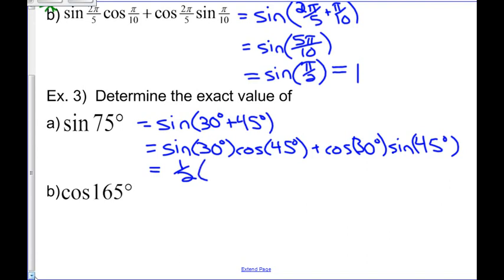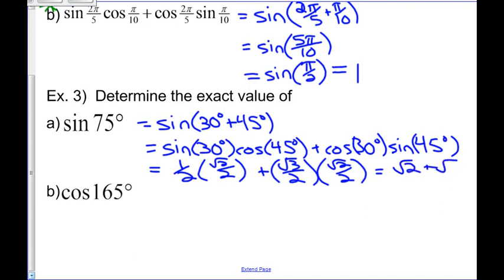Sine 30 is 1 over 2. Cos 45 is root 2 over 2. Cos 30 is root 3 over 2. And sine 45 is root 2 over 2. Giving us a grand total of root 2 plus root 6, all over 4.